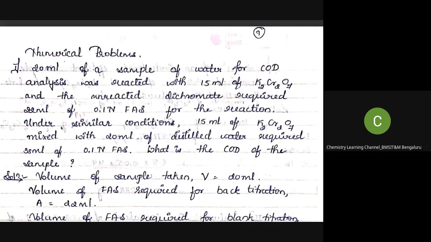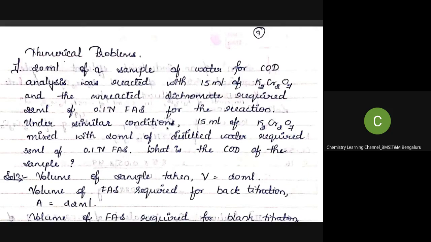So we need this data now. 22 ml of the FAS was required for back titration. This is back titration, so the burette reading for back titration was 22 ml. So this is A. And the normality of FAS is 0.1 for this reaction.